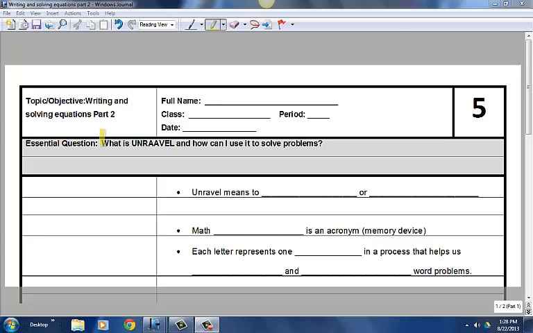Hey everybody, today we're going to be writing and solving equations again. Your EQ for the day is: what is Unravel and how can I use it to solve problems? The word unravel itself means to undo or to untangle.